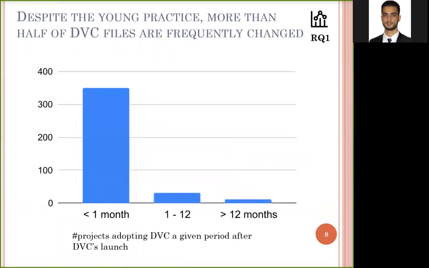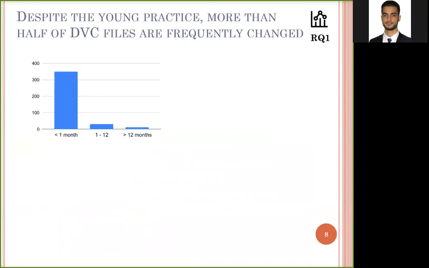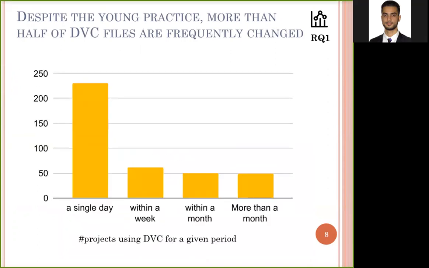As a result, the first plot shows how quickly projects adopt DVC after creating their repository. We found that there is a quick adoption of DVC after creating the repository. There are 350 projects that adopted DVC in less than a month. The second plot shows how long DVC is used in projects. We found that 25% of projects applied DVC for more than a week.